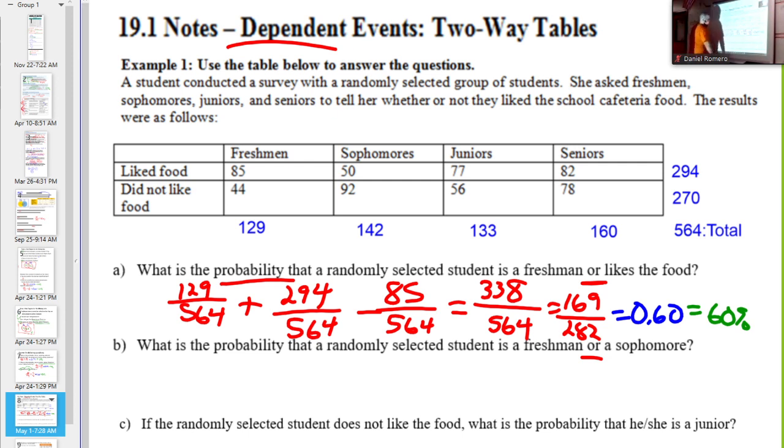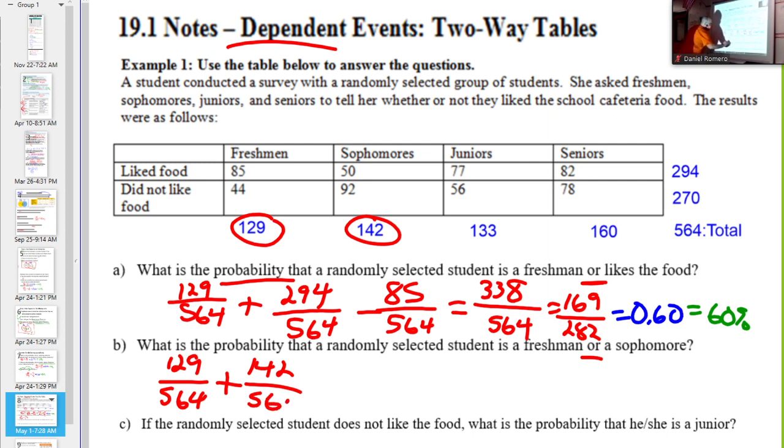What is the probability that a randomly selected student is a freshman or a sophomore? Okay, so what's the probability of a freshman? 129. Remember, these are called the margins, the marginal frequency. 129 out of 564. We're adding because it's OR probability. What's the probability of being a sophomore? 142 out of 564. And if there was an intersection, then we would subtract it, but there is no intersection of freshmen and sophomores. You can't be both. They don't cross each other.